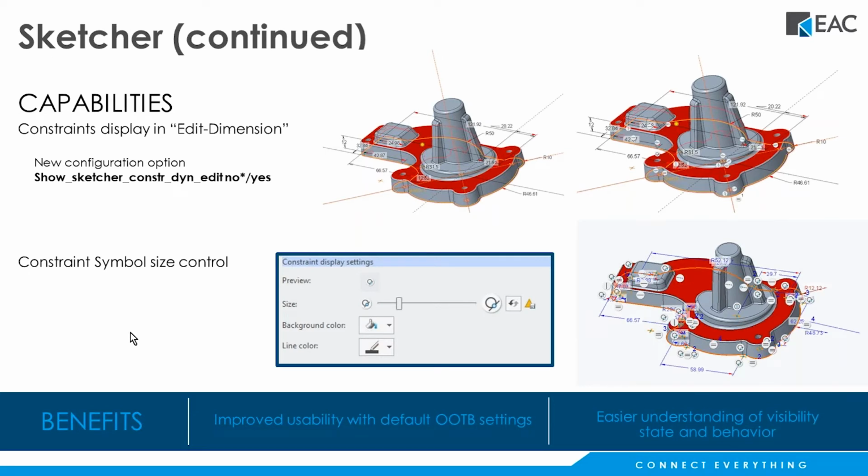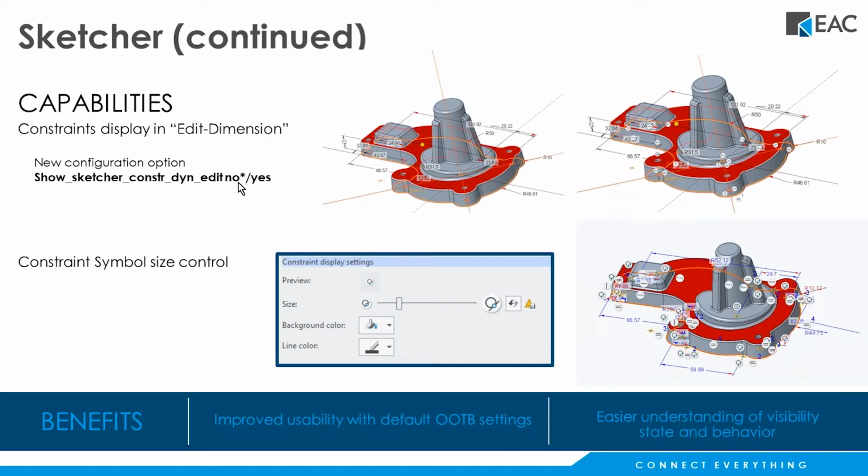Another thing that we can do is, I mentioned before about the icons for constraints. One of the things we can do is turn that on through a config option, as we see here, show sketcher constraints during dynamic edit. It can be yes or no. By default, it's no, as the way that Creo has always behaved.